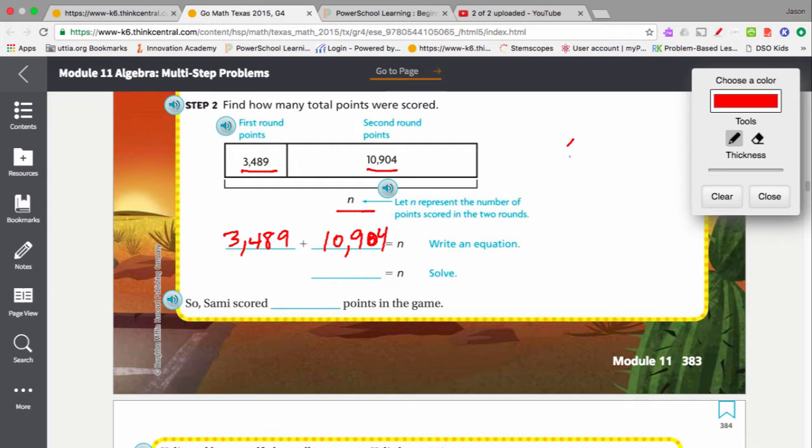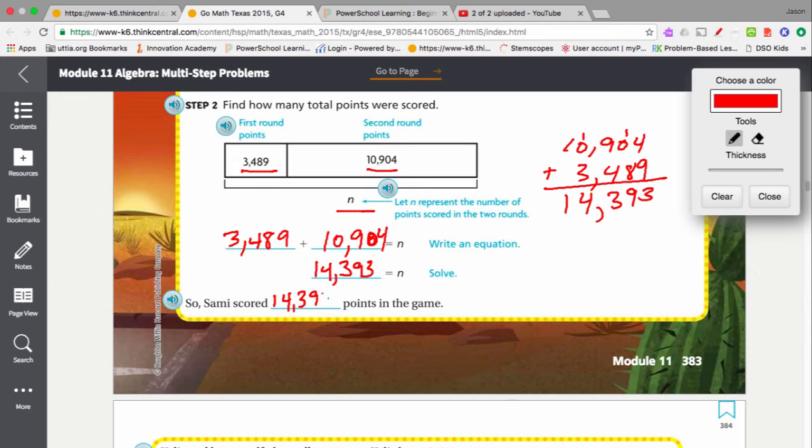Okay, let's add that together. 10,904 plus 3,489. That's 13. That's 9. 1 and 8 is 9. 9 and 4 again is 13. 1 and 3 is 4. And 1 and 0 is 1. So we have 14,393. 14,393 points scored in the whole game.